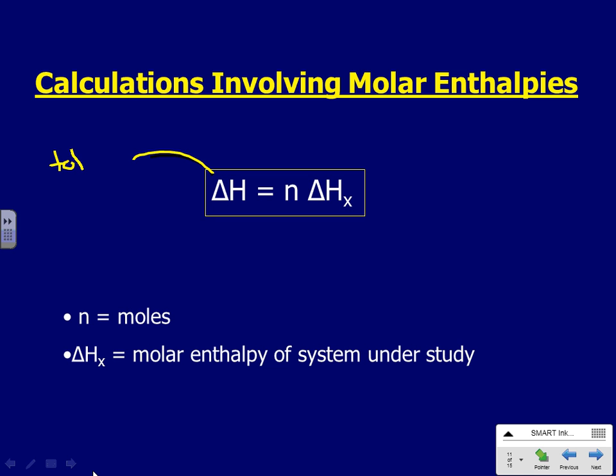This is the total delta H, total enthalpy change. And that's for not just 1 mole, but it could be 5 moles or 10 moles or 2.5 moles or 0.3 moles. It's just the amount of energy, the total energy. And that is typically in kilojoules, but it can be in joules.